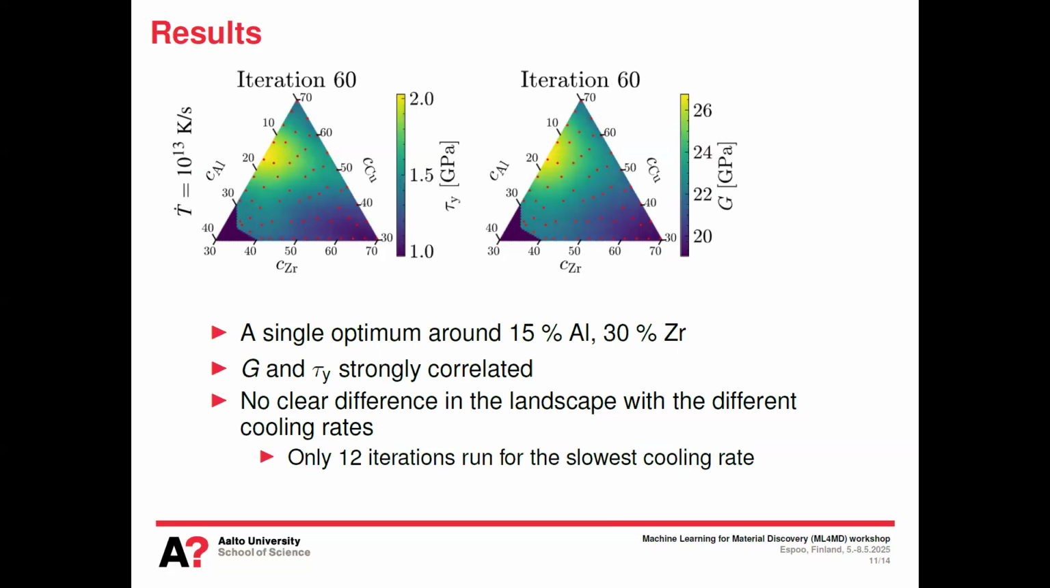And then we run for an order of magnitude slower cooling rate. We only did 12 iterations because it's really computationally expensive, and there's not much difference.